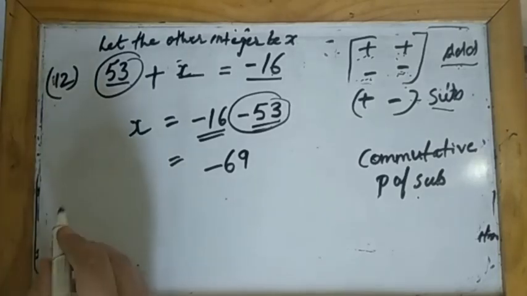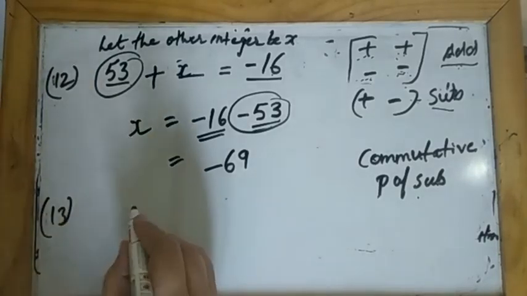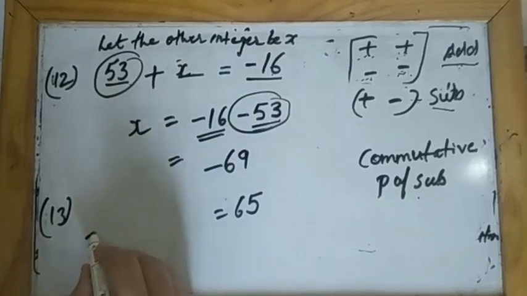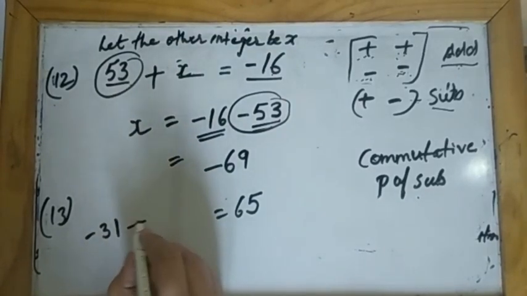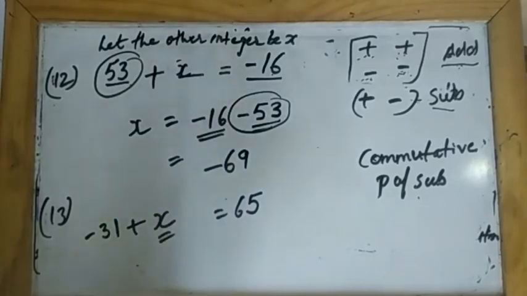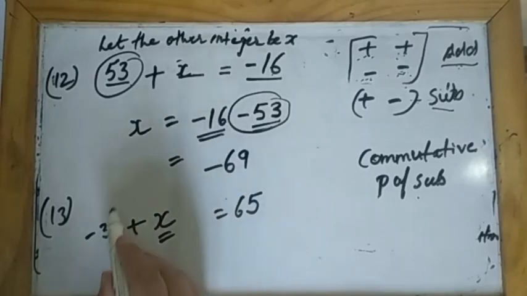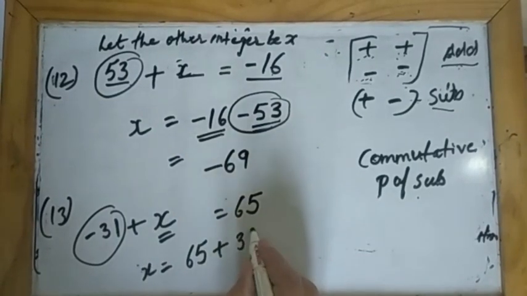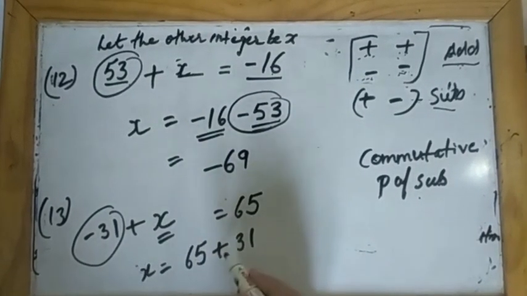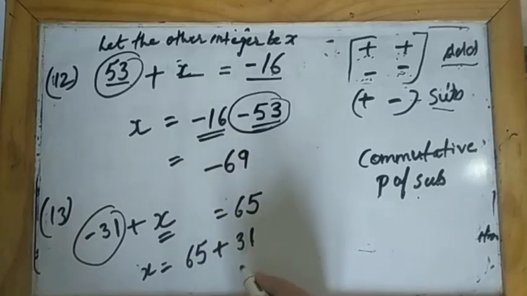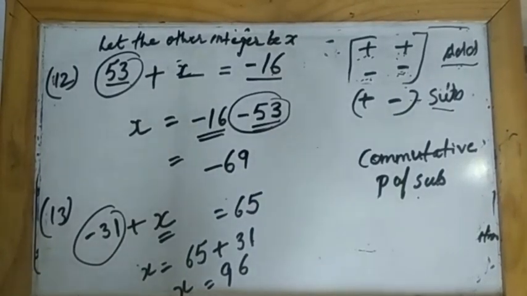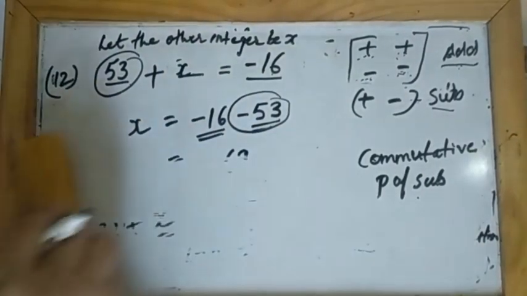Okay, now come to the 13th sum. It's the same. They say the sum of two integers is 65. The sum of two integers is 65. If one of the integers is minus 31, what is the other integer? So I'll put the other integer as x. So I have to find x. So this I will shift to the other side, and here it is a negative integer, that side will become a positive integer. So 65 plus 31, both the integers are positive. So the answer is 96.